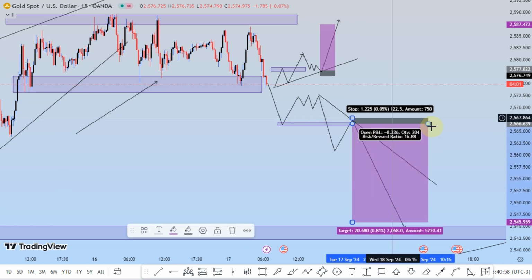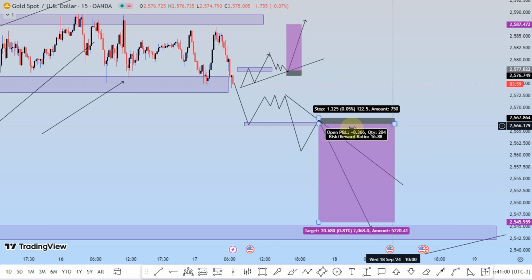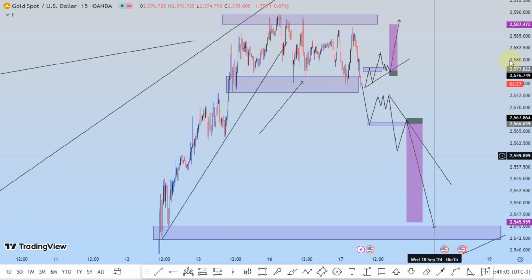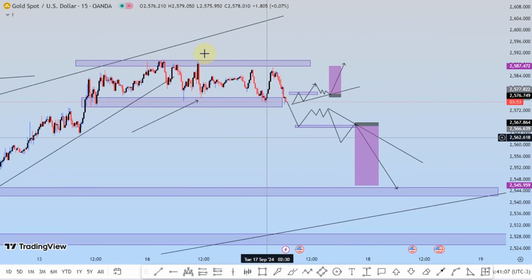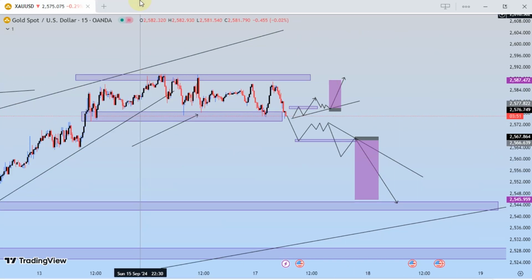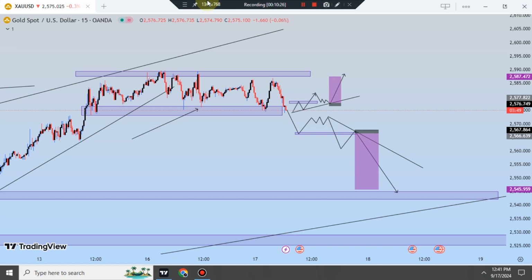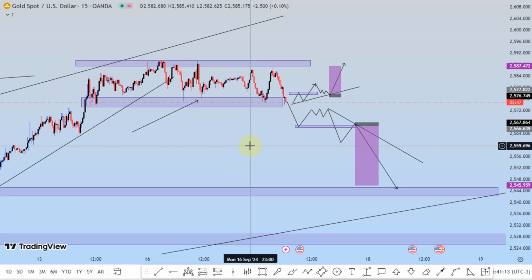Don't just take your entry once you see price has broken out of a support or a resistance area, guys. I hope that sinks in, and I think I've catered for buys and sales on this one. I believe so. So yeah, I think that's it.